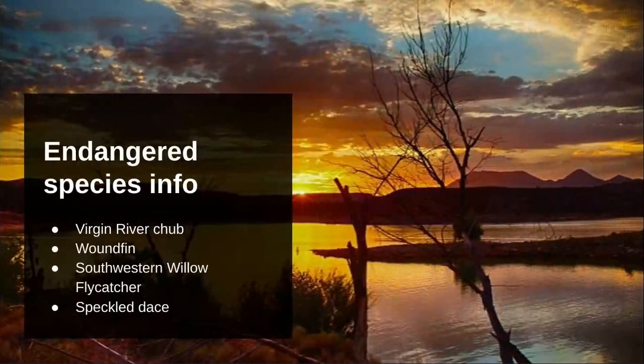But just a few more of the endangered species, or more commonly, less known endangered species, are the Virgin River chub, the woundfin, southwestern willow flycatcher, and the speckled dace.